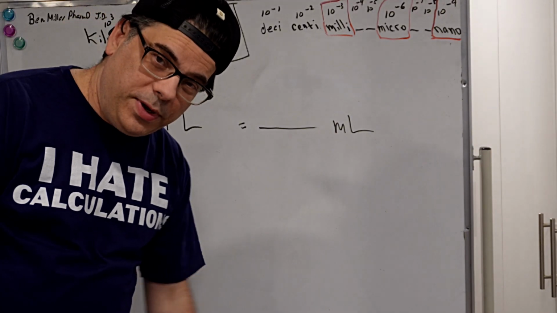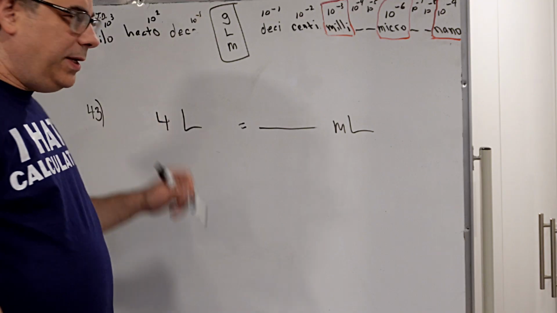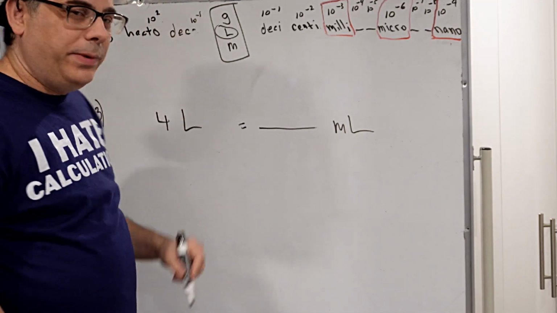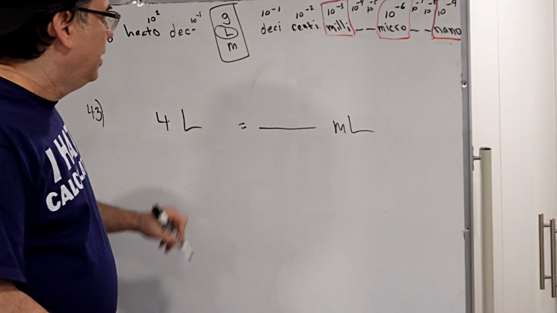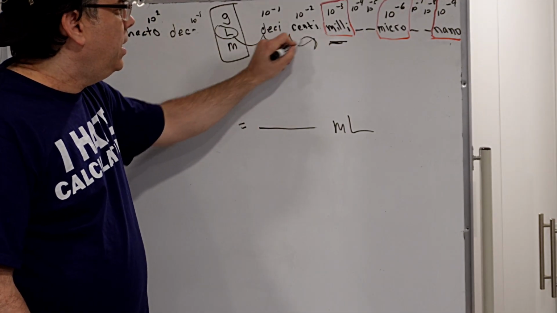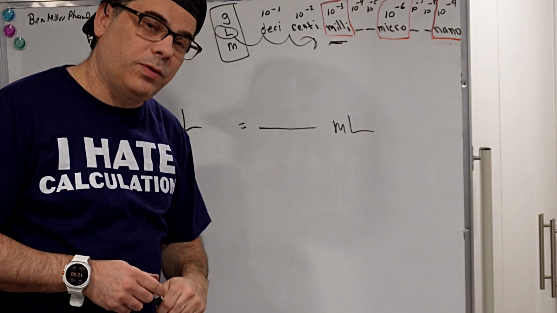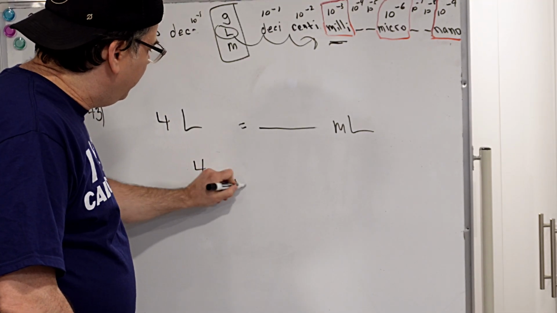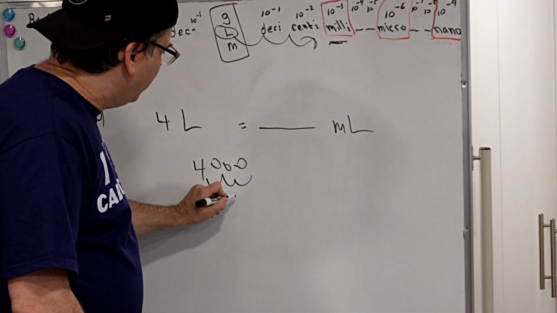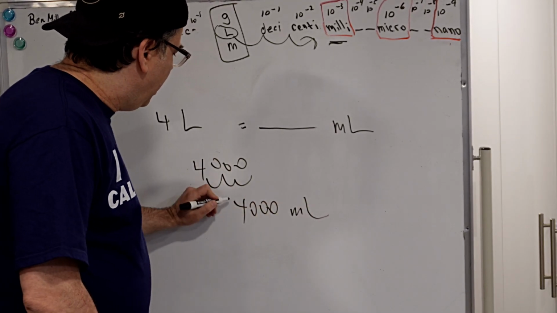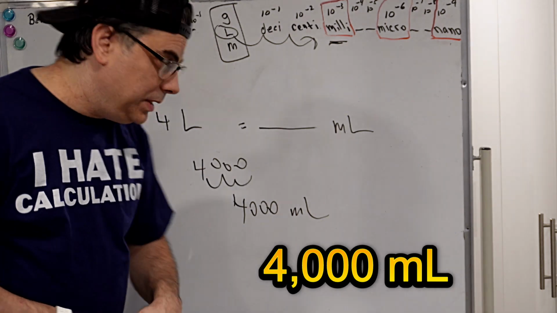Question 43. 4 liters is how many milliliters? So again, liters is over here. When you're measuring a liquid, we use liters. Milli is over here. So 1, 2, 3. We're going to move that decimal place 3 to the right. So 4 liters is 1, 2, 3. The answer is 4,000 milliliters.